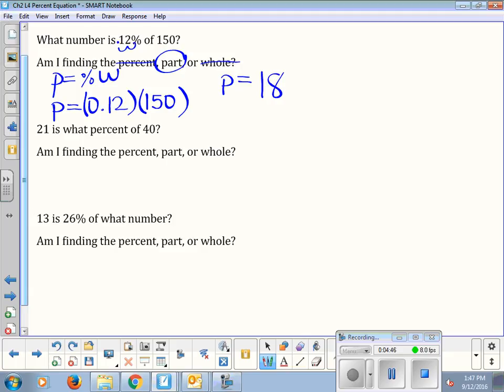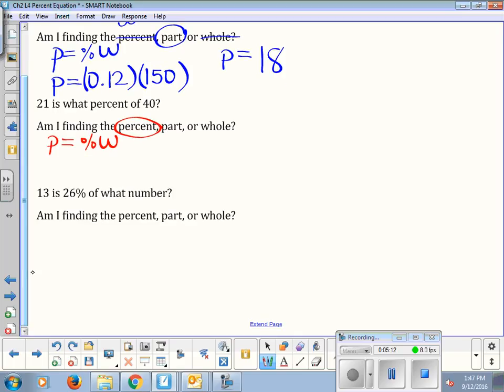Okay, for our second question, we have 21 is what percent of 40? For this one, what are we looking for? The percent. If you notice there's no percent sign in this equation, we are searching for the percent. So I have my equation P equals percent times my whole, and I'm going to fill in, which one is my part? 21. So 21 equals percent times our whole, which is 40.